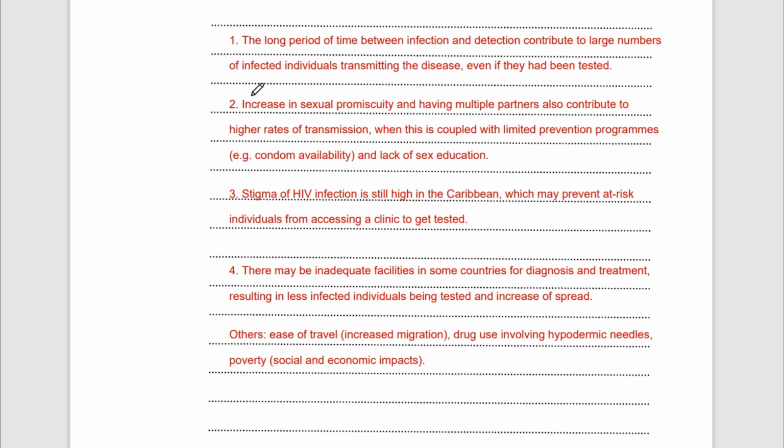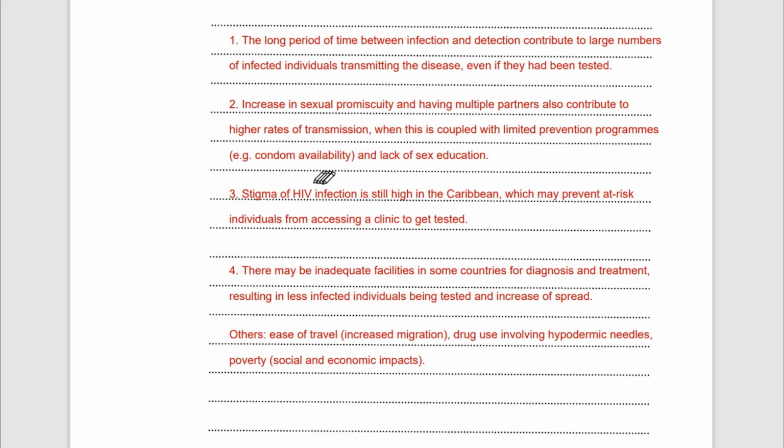The second one is increasing sexual promiscuity. Having multiple partners also contributes to higher rates of transmission. People could do what they want to do. If you want to have 3-4 people and everybody is okay with that, nobody getting vexed, you could do that. But you need to have proper protection, barrier methods and things. When this is coupled with limited prevention programs, like condoms not being available in the area and a general lack of sex education, you're running into trouble if you're having multiple partners. As I say, you do what you want to do, but make sure to use protection.